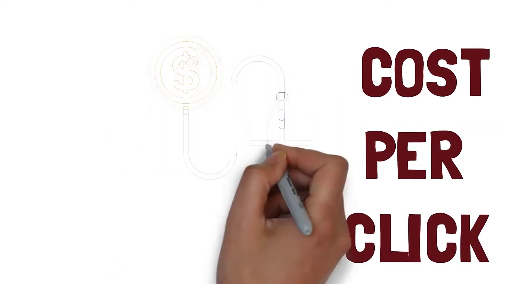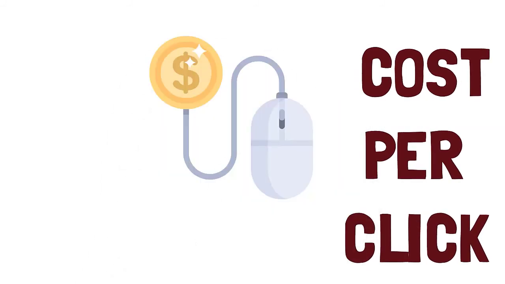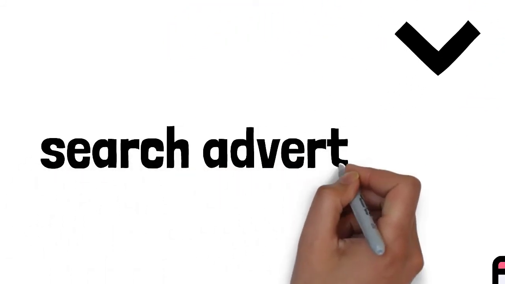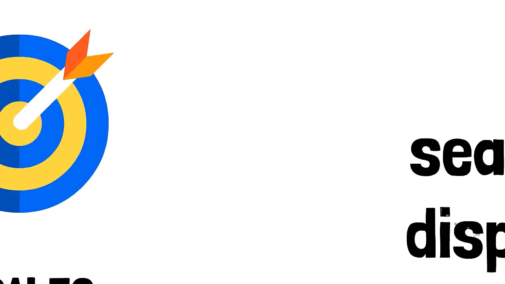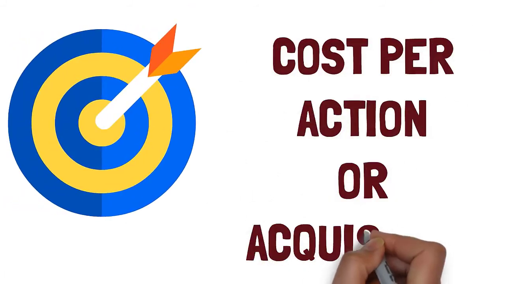Now let's move on to CPC or cost per click. When the ads get clicks, this is the only time an advertiser will pay. This is regardless of how many times it has been viewed. This is normally associated with search advertising and display advertising.